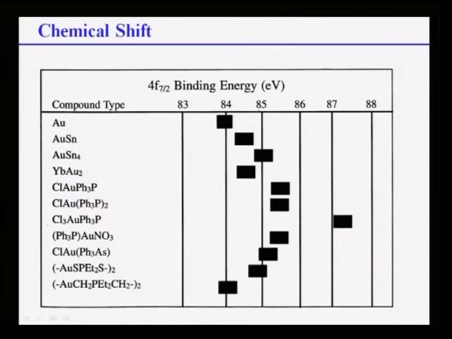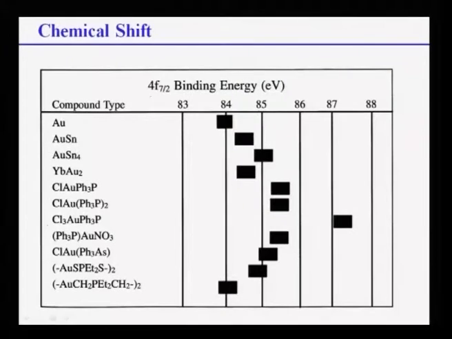Now, in a nutshell, after giving you all the examples, I just want to show you a chart where this can be categorically told. This is basically the 4f7/2 binding energies of gold and some gold compounds shown from top to bottom. Gold actually has a binding energy of 84. If you have the equiatomic gold tin compound, it increases to 84.5. Another gold tin compound, AuSn4, 85. Ytterbium gold, what happens? Au2Yb again sits very close to AuSn.